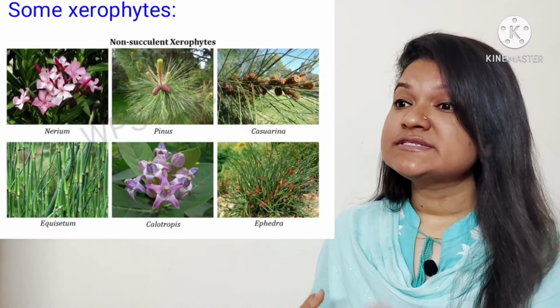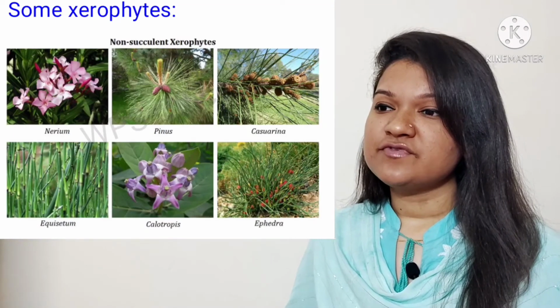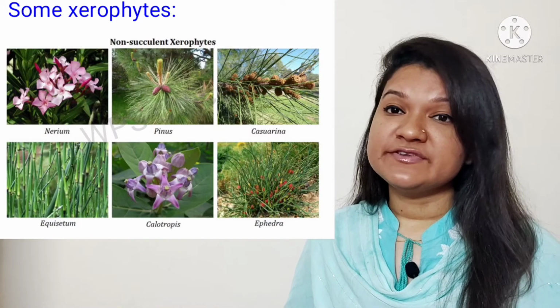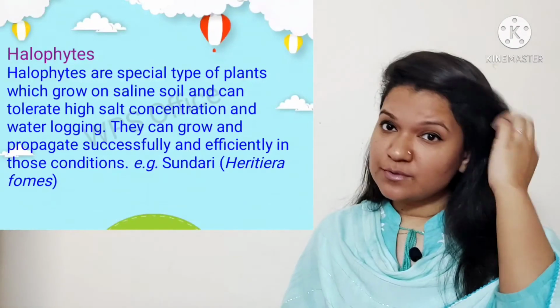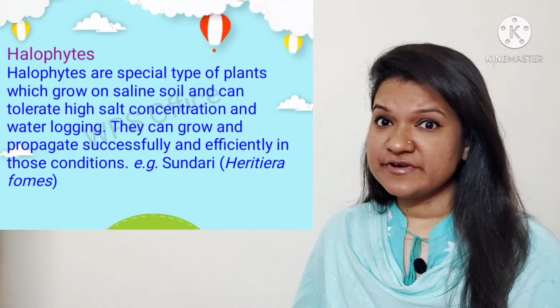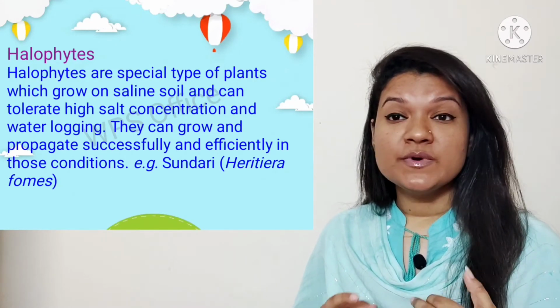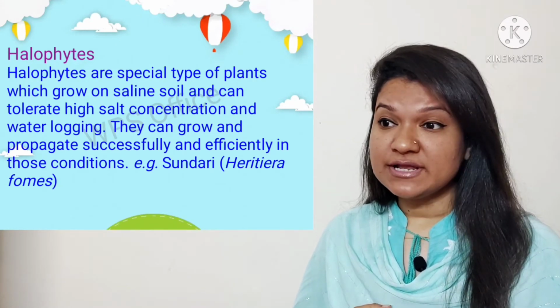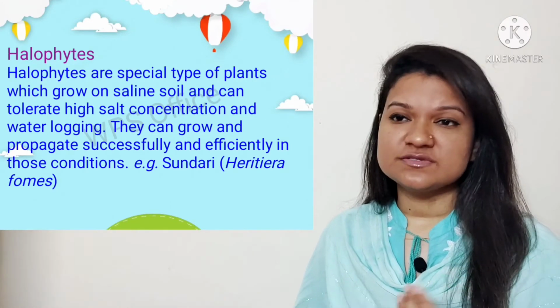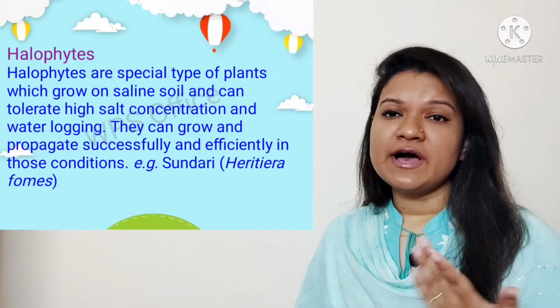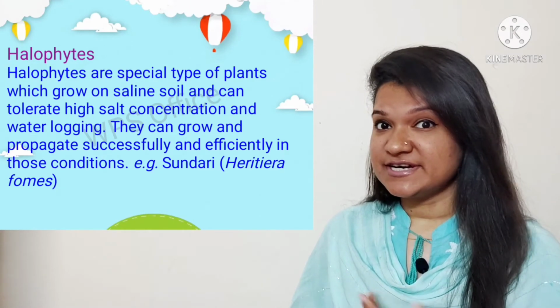Here you can see some examples of xerophytes: Pinus, Calotropis, Ephedra, Equisetum, etc. Now I will describe the halophytes, which are very uncommon. Halophytes are a special type of plants which grow on saline soil and can tolerate high salt concentration and waterlogging. Some examples of halophytes are Shunduri, Heritiera fomes, etc.